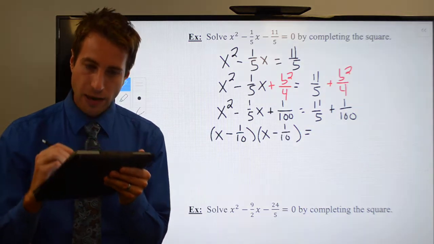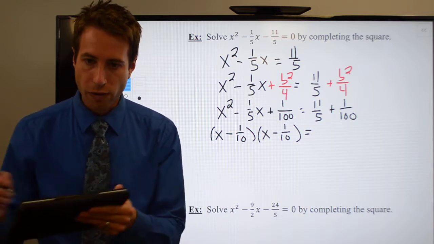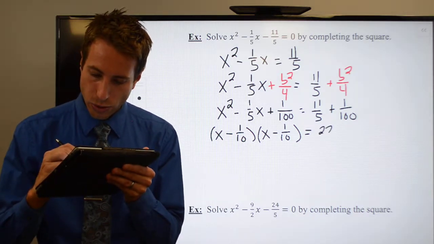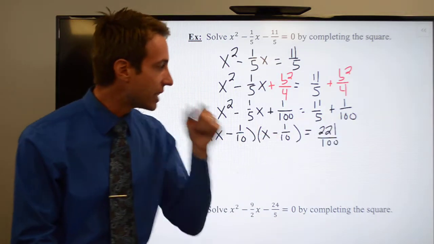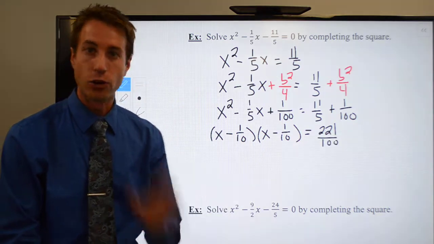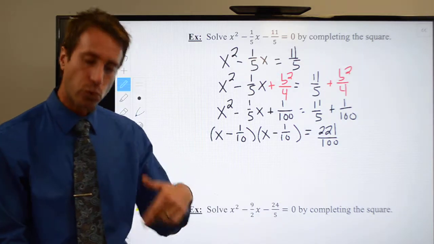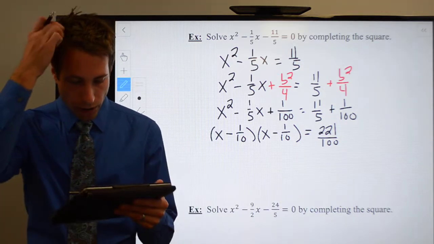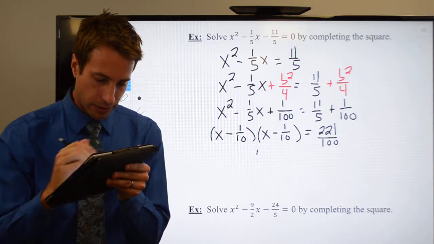And then I'm going to have 11/5 plus 1/100, which is going to be 221/100. Again, remember, in order to add fractions, you need a common denominator. Of course, our common denominator is going to be 100, or you can just use your calculator.